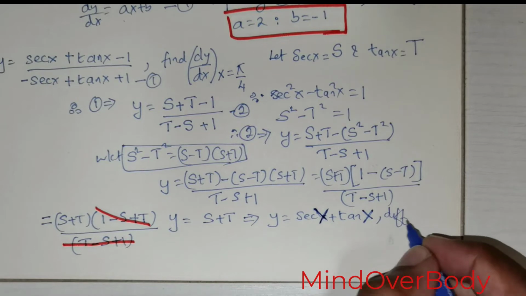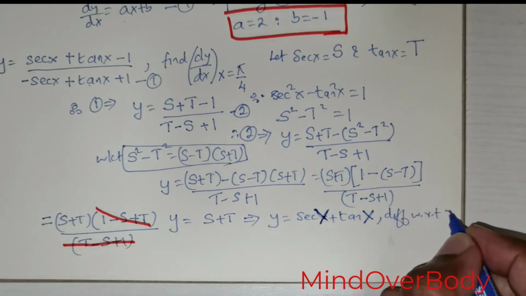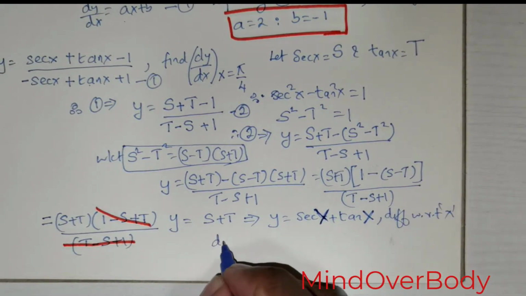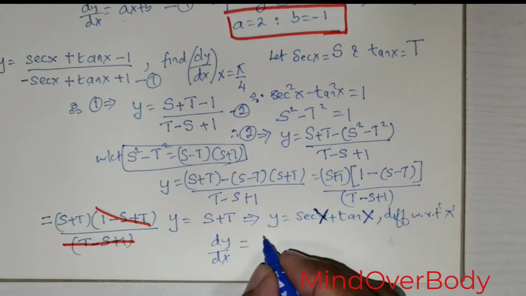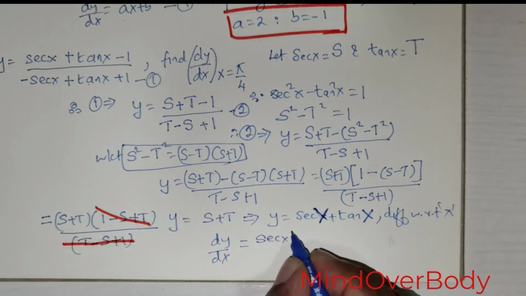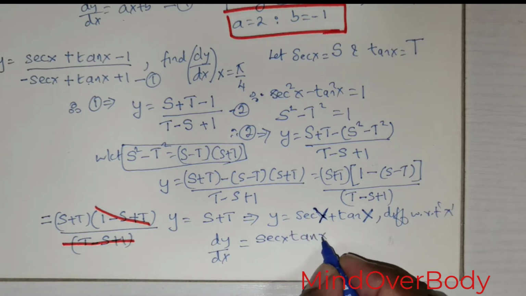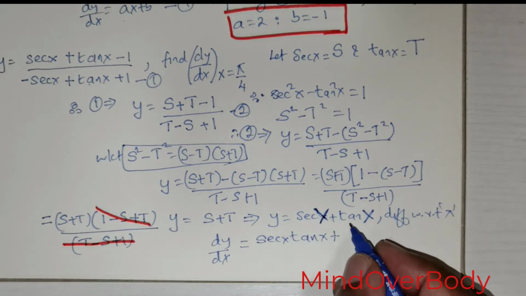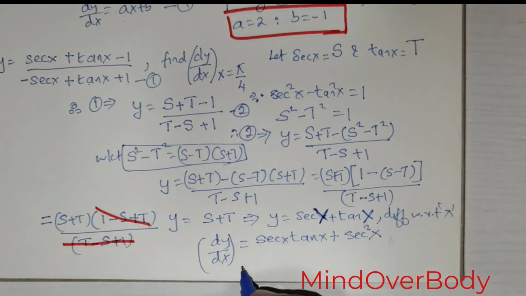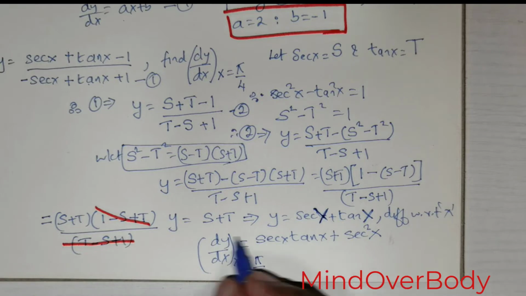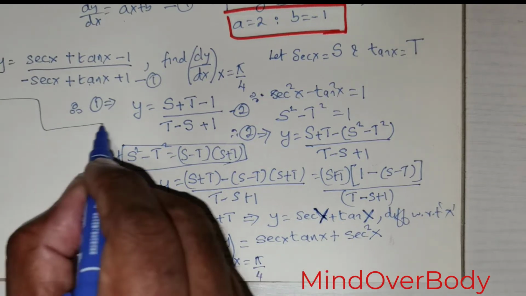Now we will have to differentiate with respect to x. So this is going to give me dy over dx is equal to the differential of secant x, which is secant x tan x, and the differential of tan x is going to give me secant squared x. Now we are expected to find the value of dy over dx at x equal to pi over 4. Now let me use space here.